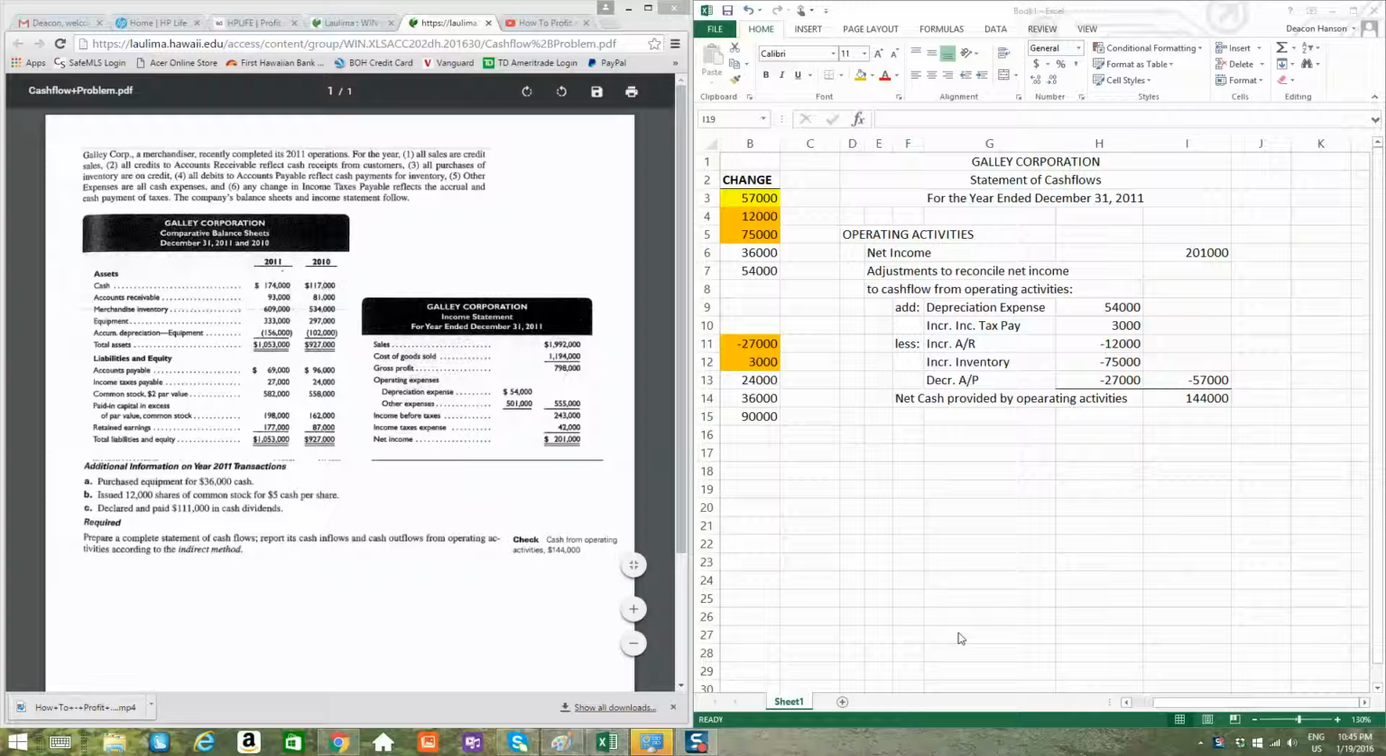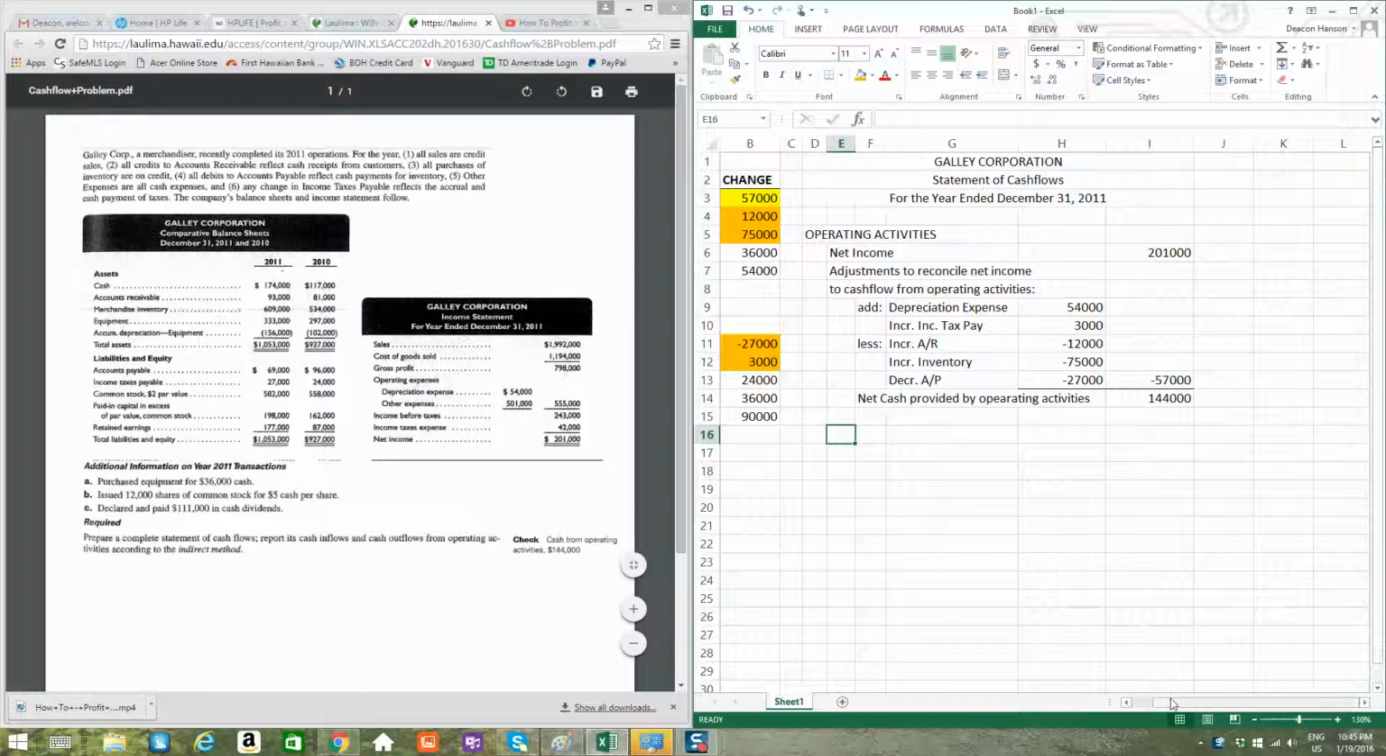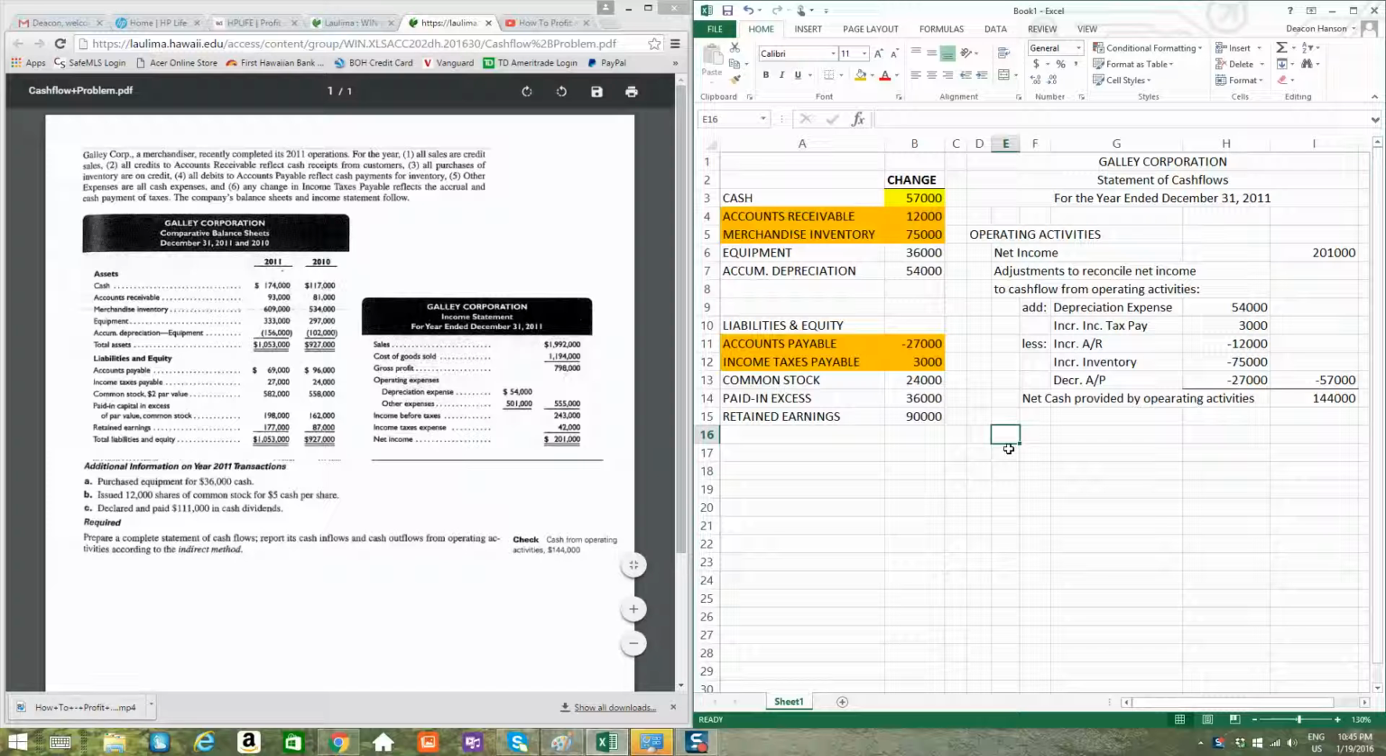Okay, class, I'm back again, and now we are going to take a look at the investing activities. So we want to figure out the cash flow from investing activities. So we have a little header for that section. Okay, and with that investing activities, you want to look at your long-term assets. Okay, so in this case, we'll look at our equipment account, and it went from 297 to 333.